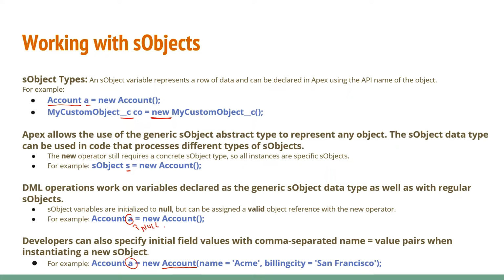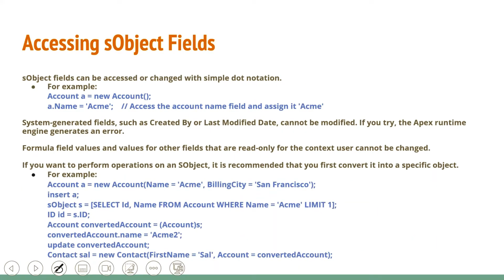Okay, next, accessing sObject fields. So now we know how to create an instance of a particular sObject. Now, how can we access the fields of that sObject? The sObject fields can be accessed or changed with simple dot notation. For example, Account a = new Account(). So this will create a new instance of that account. a.Name = 'Acme'. So we are accessing the account Name field and assigning it Acme.